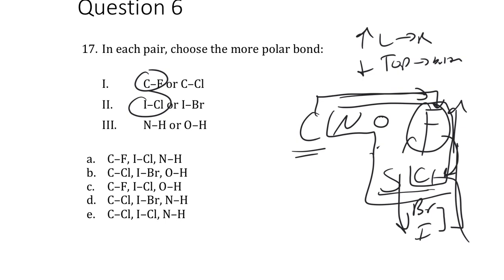Then NH versus OH, hydrogen's electronegativity is particularly low. So if you pair hydrogen up with something more electronegative, the higher the electronegativity of what you pair H up with, the more polar the bond's going to be. So you get a greater difference of electronegativity. So it should be CF, ICl, OH. CF, ICl, hydroxyl. Oh, there we go.